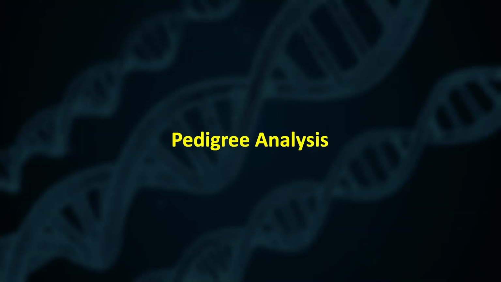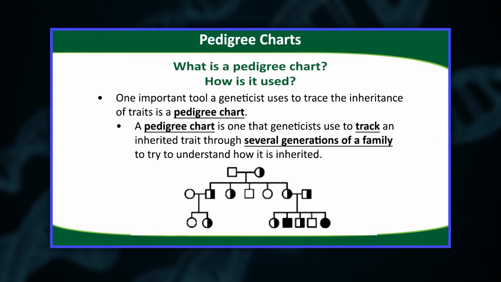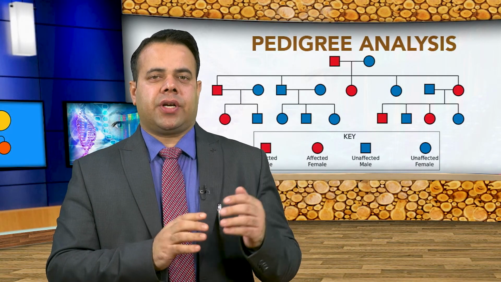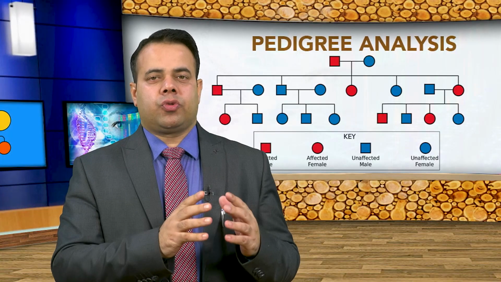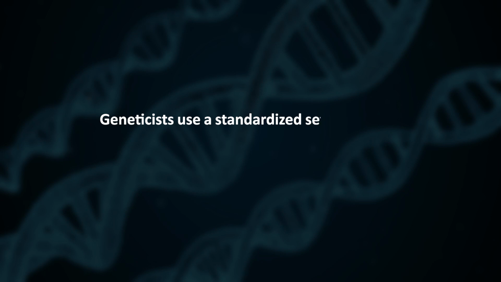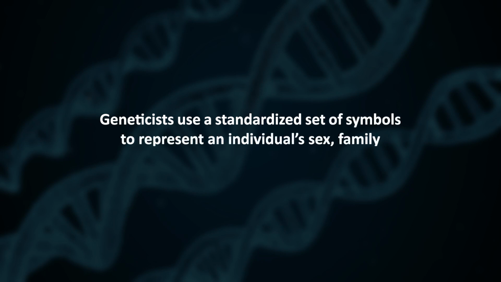Dear students, let's now understand the pedigree analysis in detail. First, the pedigree charts. Pedigree charts are diagrams that show the phenotypes and or genotypes for a particular organism, its ancestors and descendants. While commonly used in human families to track genetic diseases, they can be used for any species and any inherited trait. Geneticists use a standardized set of symbols to represent an individual's sex, family relationship and phenotype.